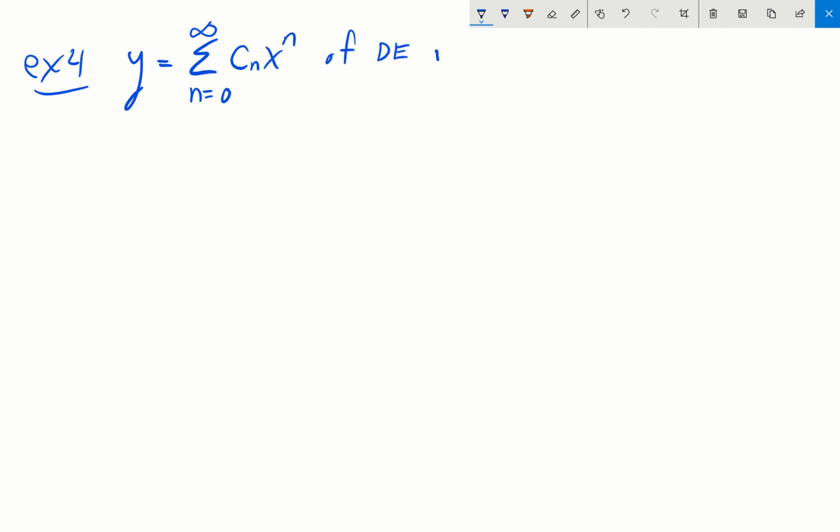So what we're going to look at next is a way to solve differential equations using power series. And this is a pretty powerful technique. Okay, let's find a power series solution. So let's suppose that we have a solution of the form y equals the sum from n equals 0 to infinity of cn x to the n of the differential equation y prime plus y equals 0.